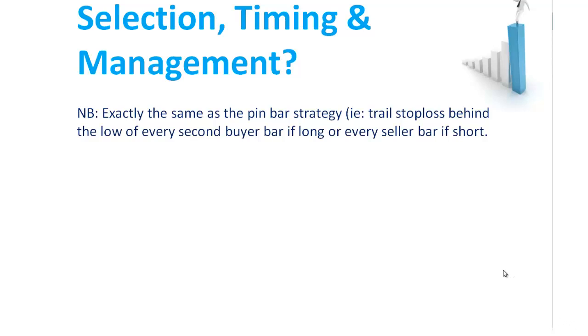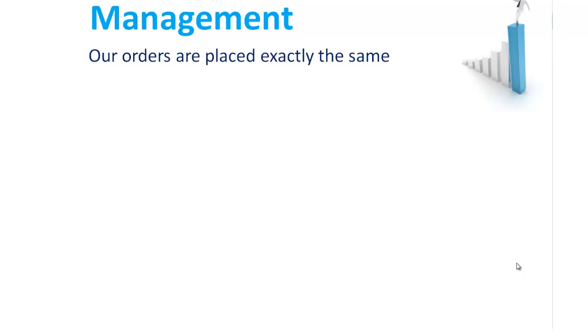Okay, so like I've just mentioned, we manage these smash bars exactly the same way as we do our pin bar reversals. If we're long, we trail for every second buyer bar, and if we're short, for every second seller bar, until we're stopped out essentially, so that we can lock in profit along the way, as well as give our trade enough room to breathe, because there's nothing worse than coming out of a trade early before realizing a profit by managing it too aggressively.